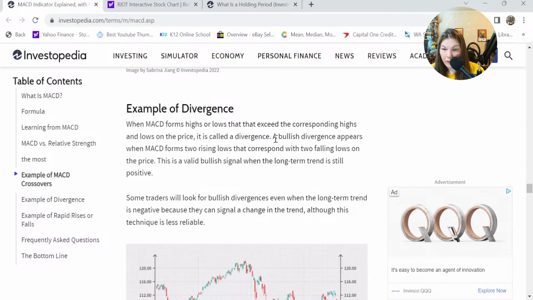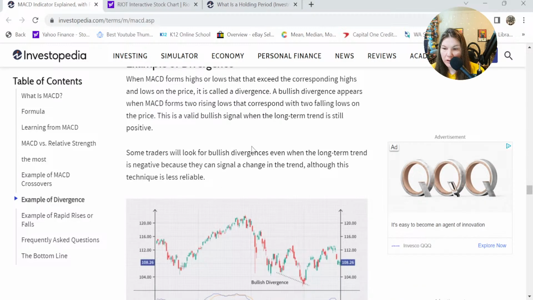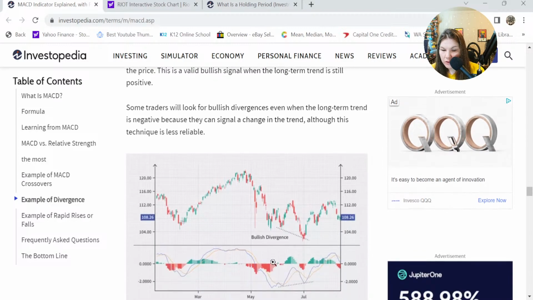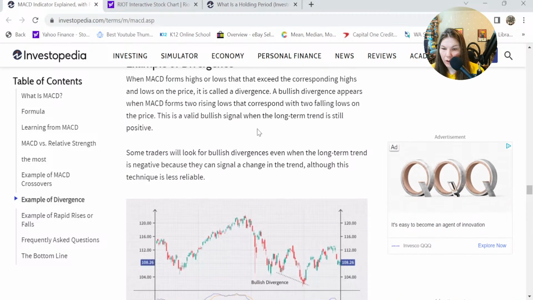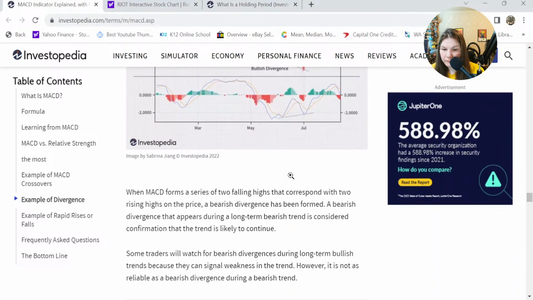So, a bullish divergence appears when MACD forms two rising lows that correspond with two falling lows on the price. That is a valid bullish signal when the long-term trend is still positive. So, we're still above the zero line. And then we got these two new lows, and they went down. See how it dipped down below the line twice, once there, once there. Here's the line, dipped it and dipped it. So that is a long-term bullish signal.